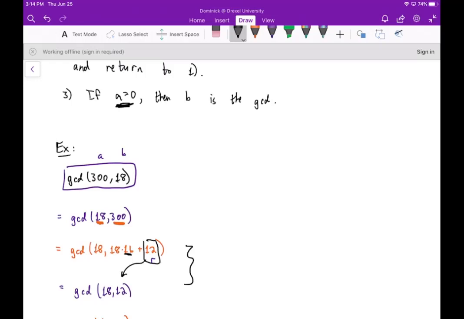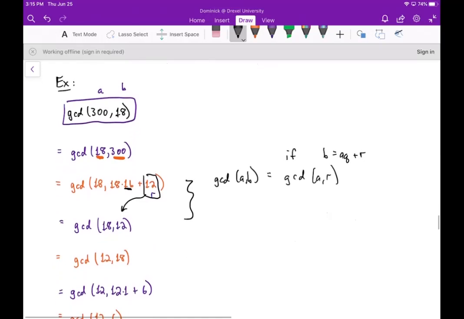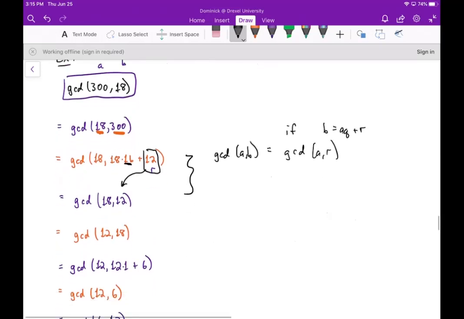Again, we're allowed to do this because the GCD of a and b is equal to the GCD of a and r if b is equal to aq plus r. That's what we did in the last problem. And now we just repeat. So now we switch 12 and 18 because 12 is smaller. And then, of course, 12 goes into 18 one time with 6 left over.